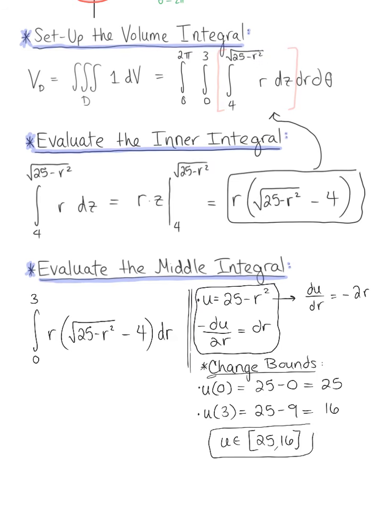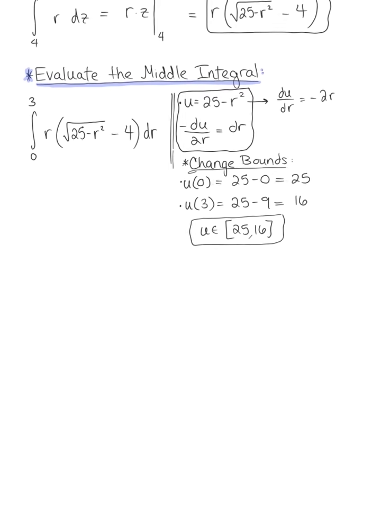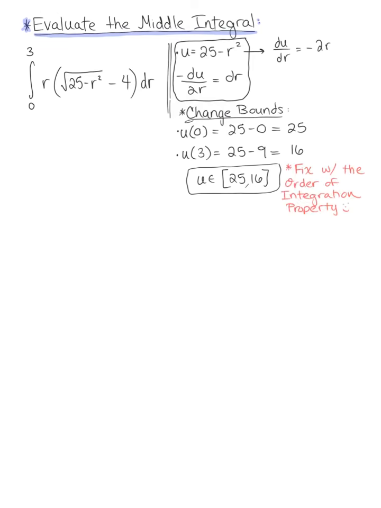Our interval should always read from smallest to the largest numbers. But have no fear, we'll be able to quickly fix this with the order of integration property. So plugging all this in, we can now rewrite our integral as the integral from 25 to 16 of r multiplied by the square root of u minus 4 multiplied by the new differential minus du divided by 2r.